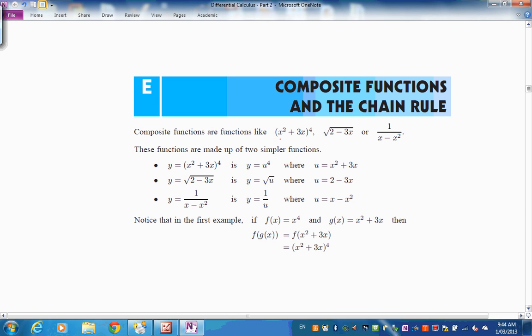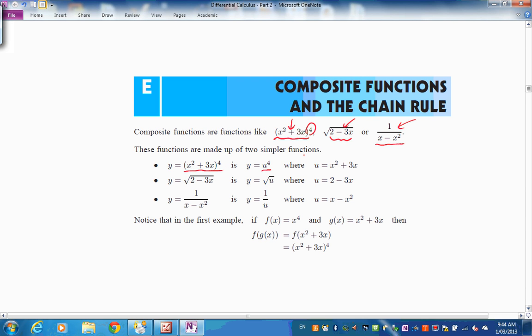Well, the more complicated ones are where a function has been done to another function already. So this is the square root of a function already living in there, and this is the reciprocal of a function. So they're composites, as in a composition, composing something. You're putting it together. So we are actually composing two functions here.